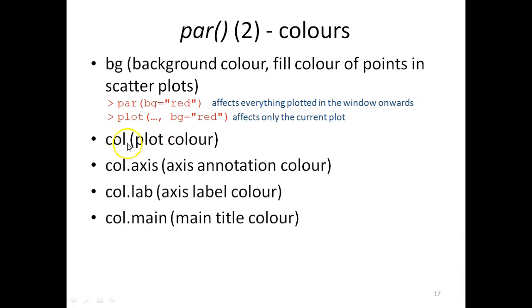The col command is commonly used to define the color of a plot, the main color. And you can also address specific colors, for example, the color of the axis, the color of the labels, and the color of the main title.